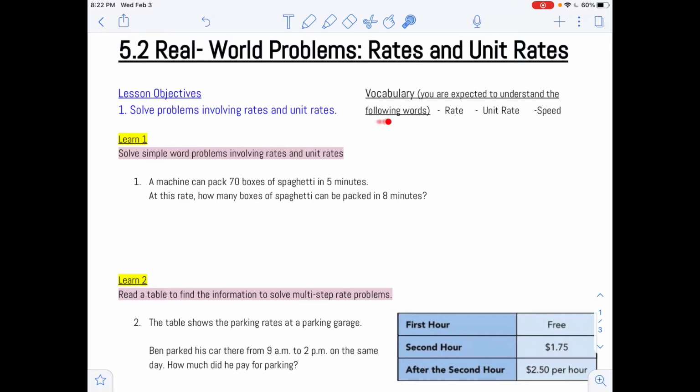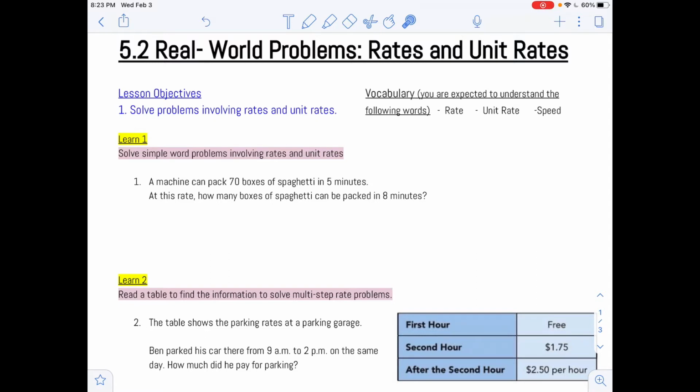If we take a look over here at our vocabulary, we're continuing to use our understanding of rates and unit rates within this section, and we're also going to be adding in this understanding of speed. Speed will come a little bit later on, so we're going to hold off on talking about speed for right now, but keep that in mind as something that we are going to work on here. Let's take a look at Learn 1 to start.